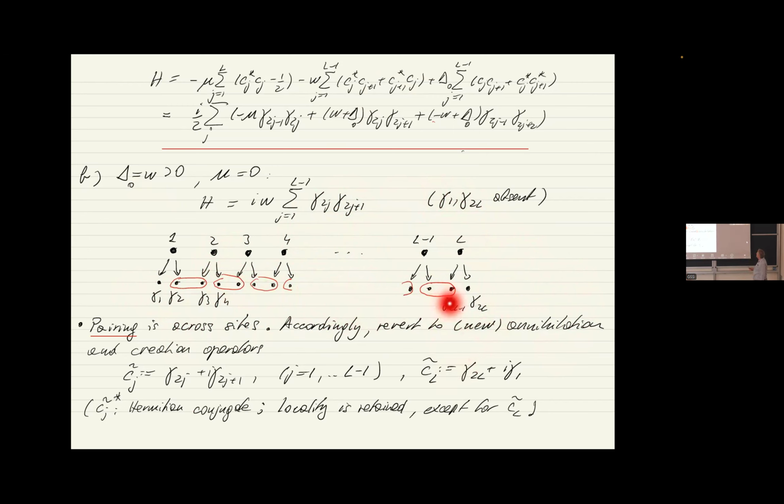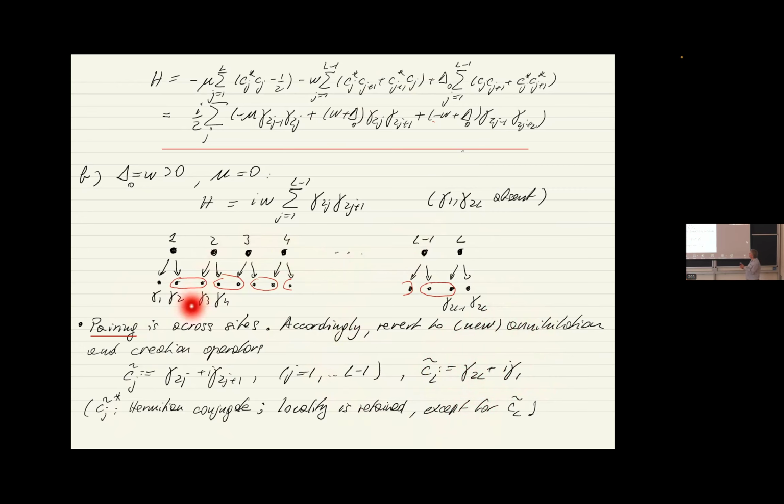And we could revert to annihilation and creation operators, however, with new ones. So now those want to form a pair. So it's according to those that we revert to annihilation operators, but not the original ones, and that's why they carry a tilde, according to the red grouping. And likewise for the adjoints. And then we may also take the leftover gamma 2L at the right end, and the gamma 1 at the left end, and also cook up some annihilation operator C L tilde on those.